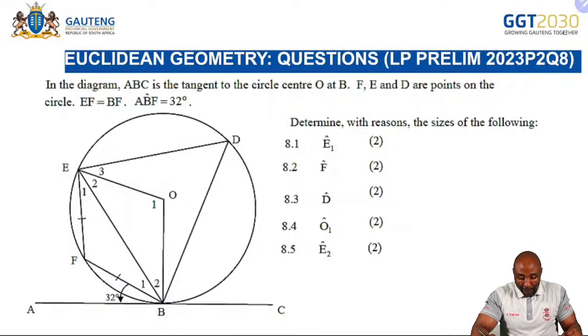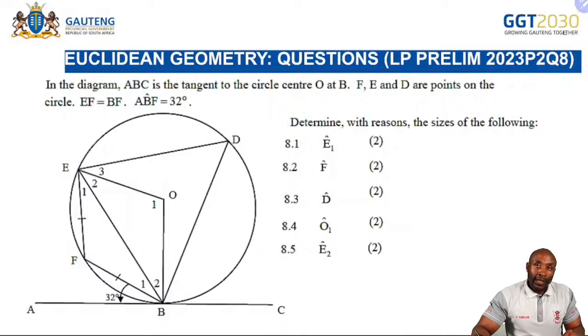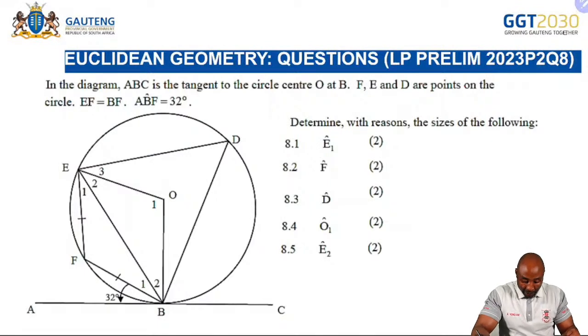It says ABC is the tangent to the circle center O at B. F, E, and D are points on the circle. EF is equal to BF and ABF is equal to 32 degrees. The moment you see a tangent, you know that somehow you have to apply the tan-chord theorem, or also you must know that you have to use the theorem that our tangent is perpendicular to the radius.